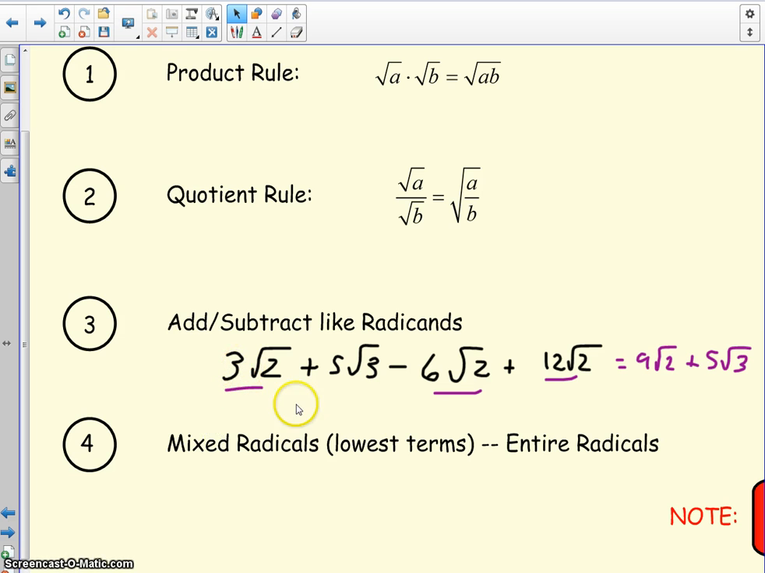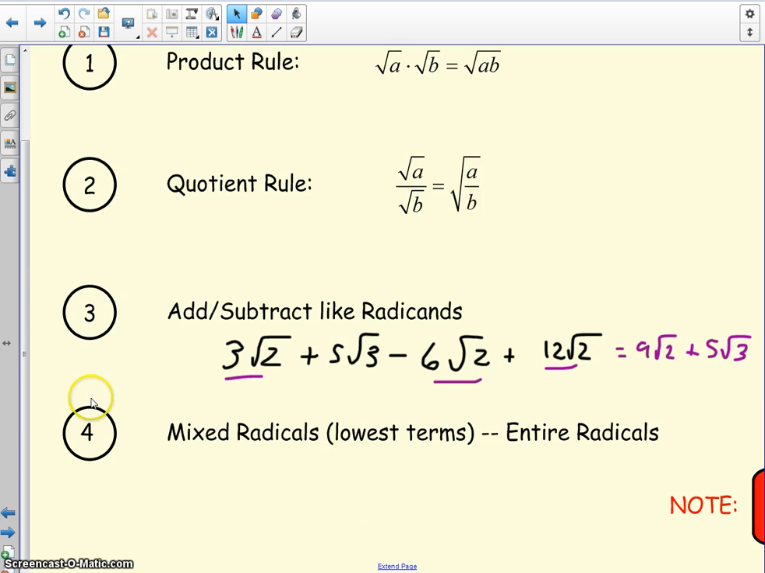Similarly, we can also do what we call mixed radicals, which are in lowest terms. So this, for example, right here, 3 root 2 is a mixed radical, has a coefficient in front and something underneath the square root. Or we can have something called an entire radical where there's no coefficient out in front. We'll look at some examples of that coming up.